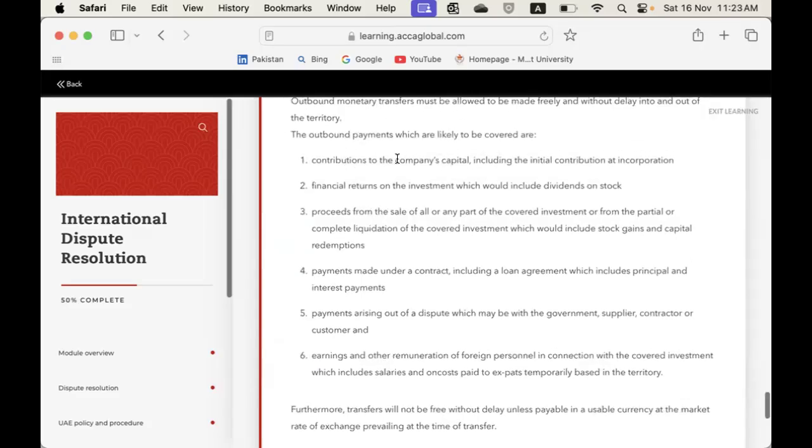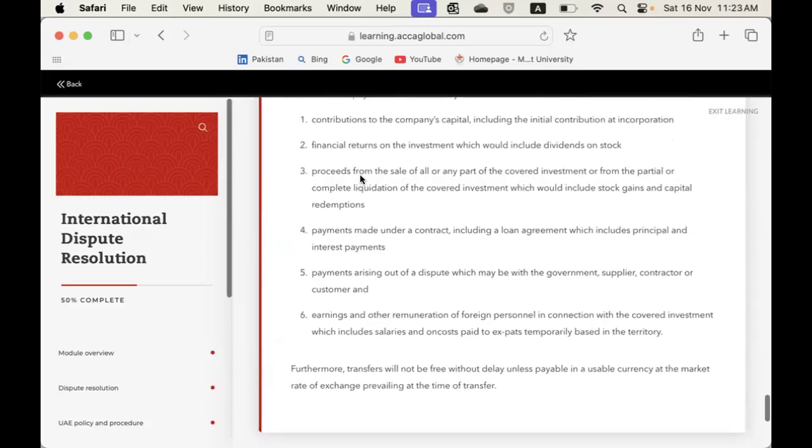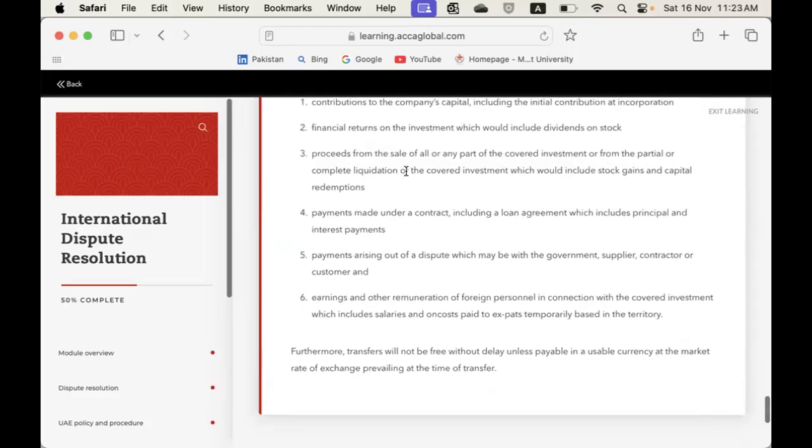So first of all, capital contributions, financial returns on the investment, profits, interest, etc., which would include dividends on stocks. So this is not interest only, dividend, etc. Proceeds from the sale of all or any part of the covered investment, or from the partial or complete liquidation. So liquidation proceeds or sale proceeds of the company.